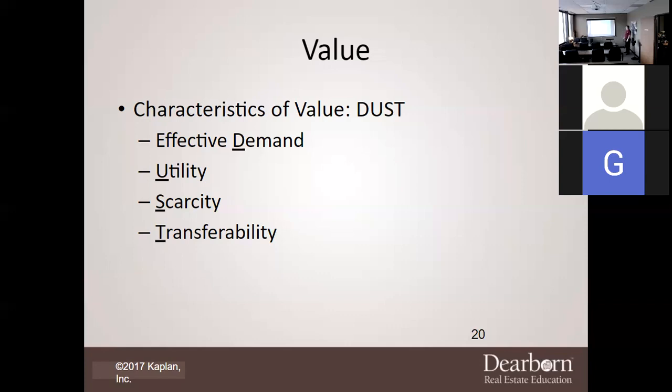Also transferability, all right? We got to know how easy it is to transfer. If it's difficult to transfer, value's not there. But if it's easy to transfer, makes it easy.